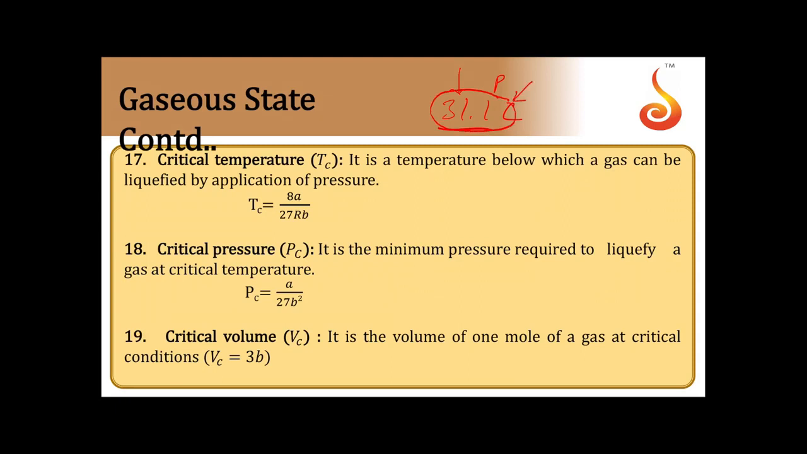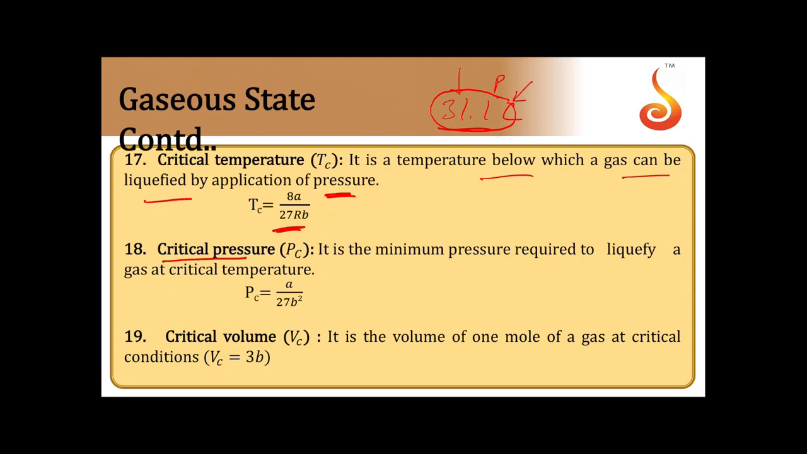So critical temperature is defined as the temperature below which the gas can be liquefied by application of pressure. So in the case of carbon dioxide gas, we need to cool up to 31.1 degrees Celsius, and at that temperature by applying pressure, it can be liquefied. It can be cooled further also, but at 31.1 and below, the gas can be liquefied, but above it the gas cannot be liquefied, whatever may be the pressure. That is defined as the critical temperature. Critical temperature is given by 8a/27Rb.